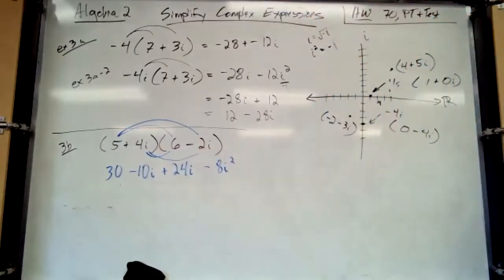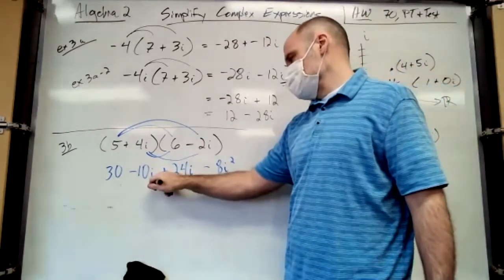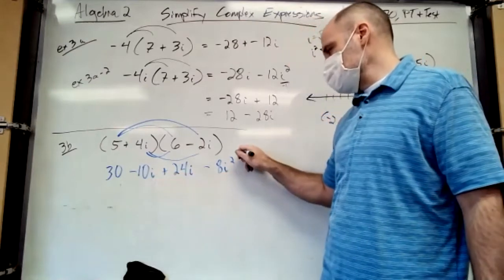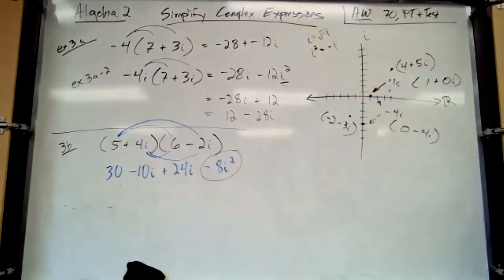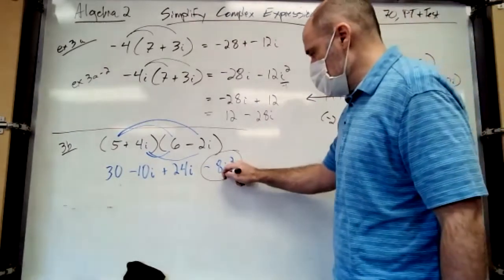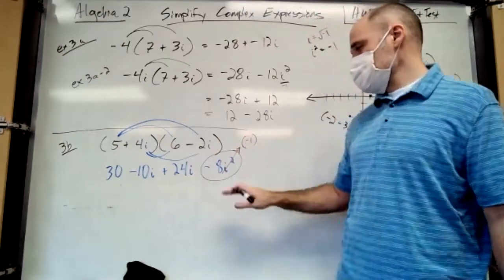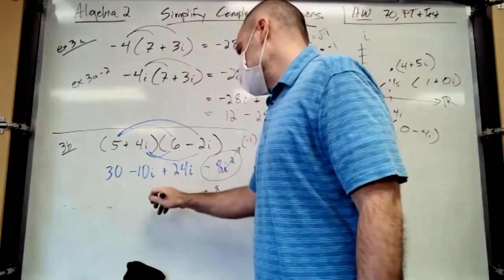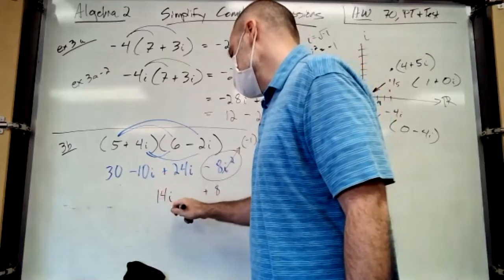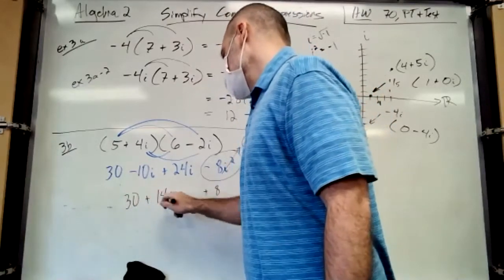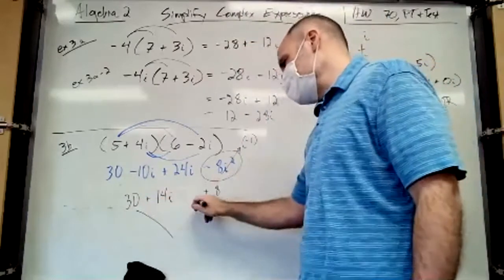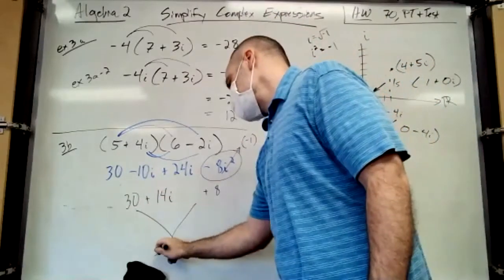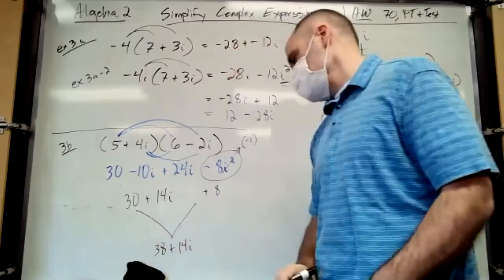So far, so good? Okay, well, we can do a couple things. We can combine our i's, but I'm going to wait on that because I'm going to deal with this guy first. What's negative 8i squared? Plus 8, right? Because i squared is just negative 1. So negative 8 times negative 1 is plus 8. So then you've got 14i, and then a 30. So then you can combine these two together. So you get 38 plus 14i.